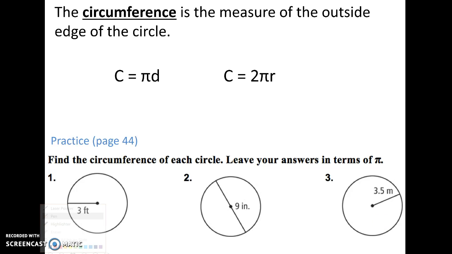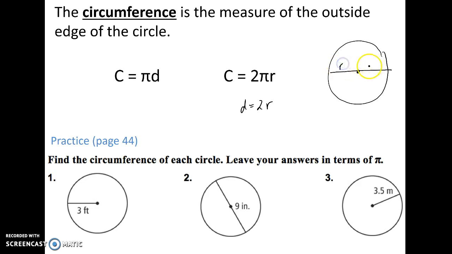Okay, circumference. Circumference you've been learning since pre-algebra. It measures the distance around the entire outside of the circle. So 2 formulas. You can use pi times the diameter of the circle. The diameter goes through the center. Or we know that the diameter is 2 times the radius. Okay, so each half is a radius. So 2 radii give us the diameter.